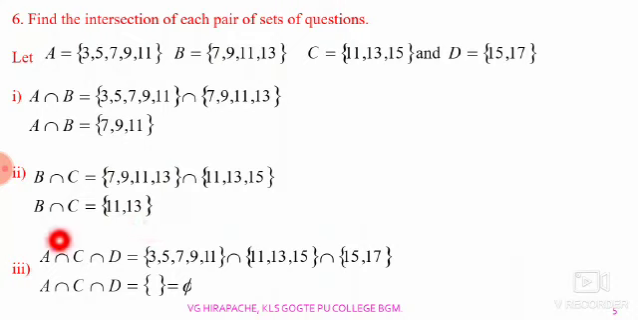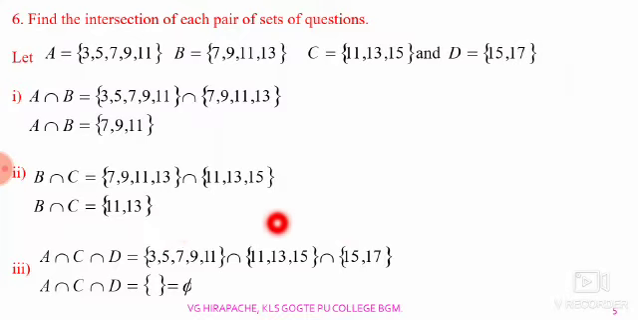Once again, A intersection C intersection D. The elements of A are 3, 5, 7, 9, 11. Intersection 11, 13, 15 and intersection 15, 17. In this case we have to take the elements which are there in all the three sets. 3 is there in the first set but not in the second and third. 5 is there in the first set but not in the second and third.